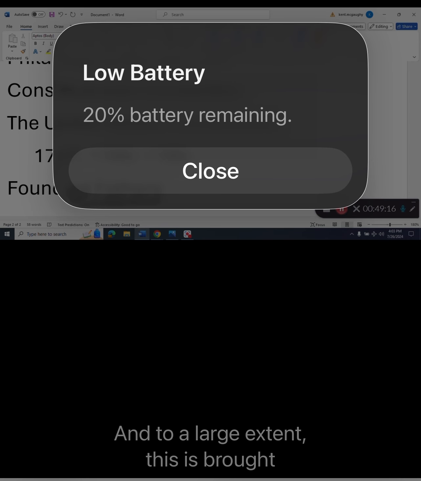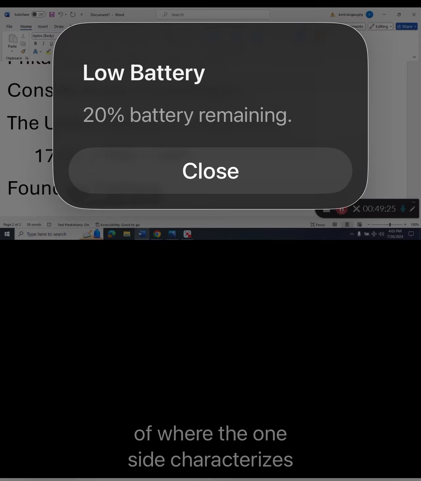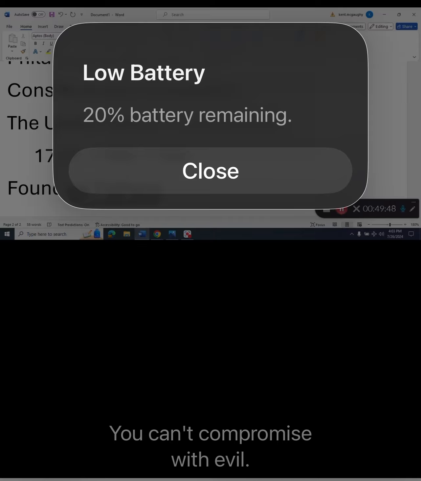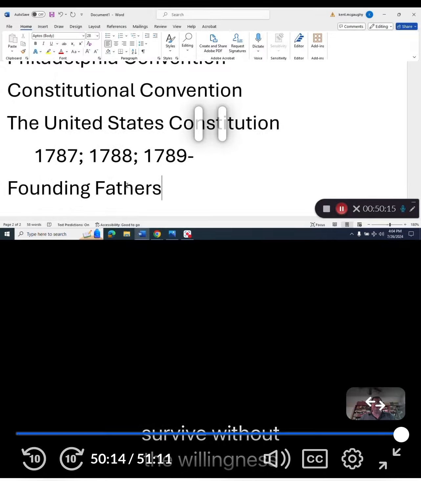And to a large extent, this is brought about by the very intense political rhetoric where the one side characterizes the other side as evil. Okay? And both sides do this to varying degrees. And the problem with that is, how do you compromise with evil? You can't compromise with evil. And so if you are convinced, for whatever reason, the people on the other side from yourself are evil, then our Constitution will not survive, because it cannot survive without the willingness of at least a majority of us to compromise.